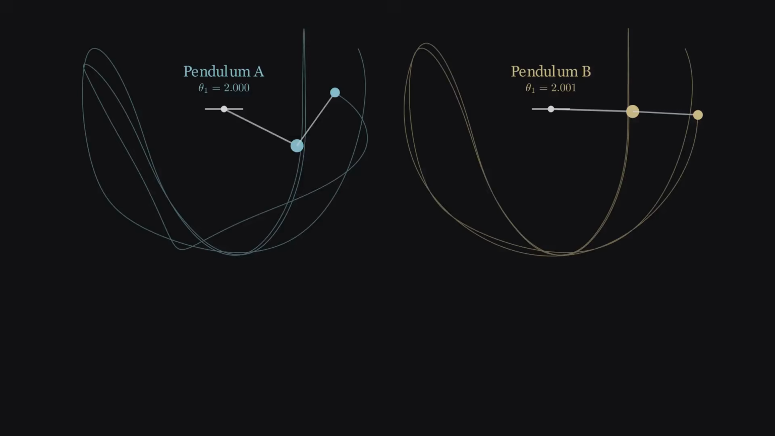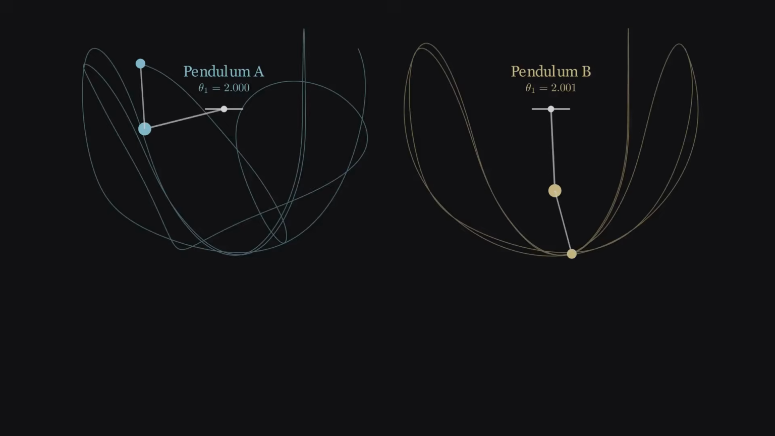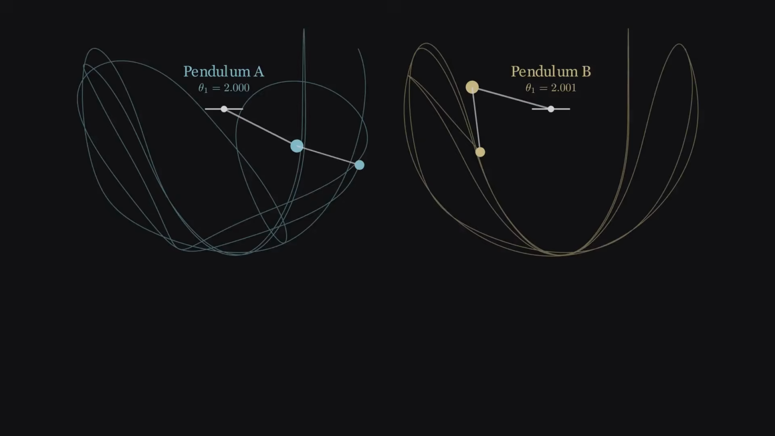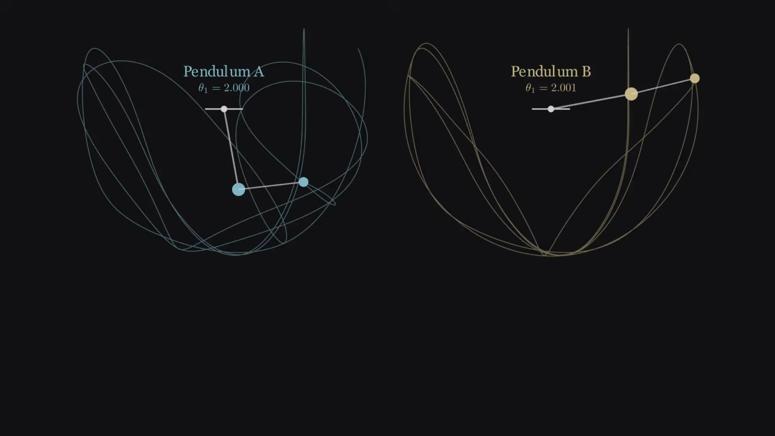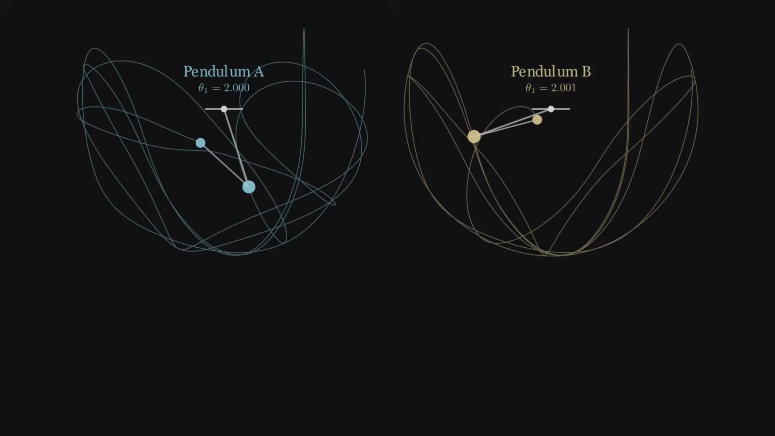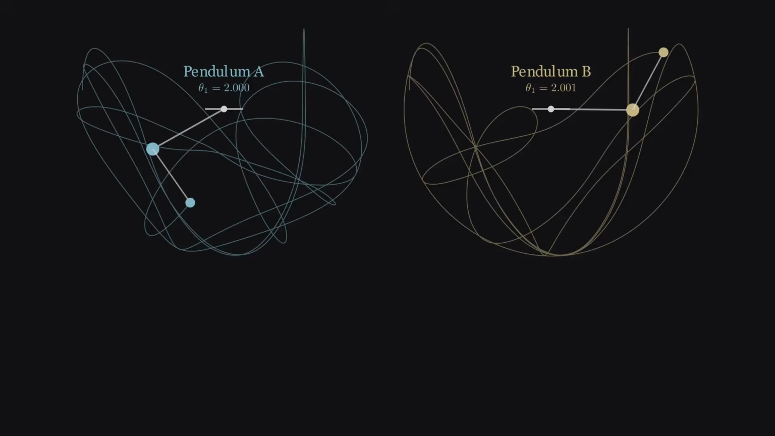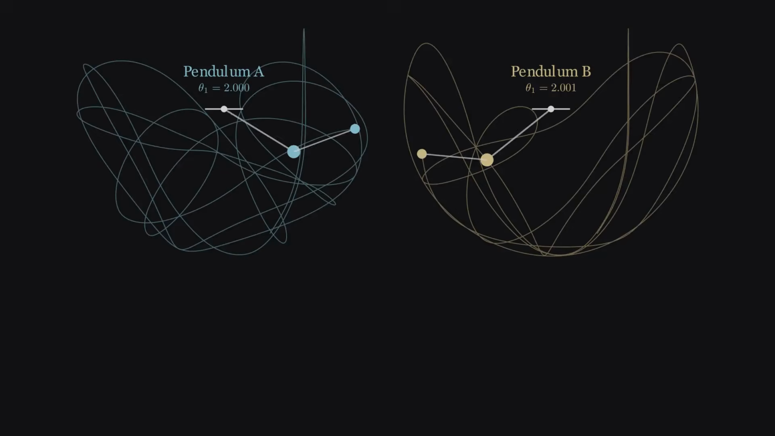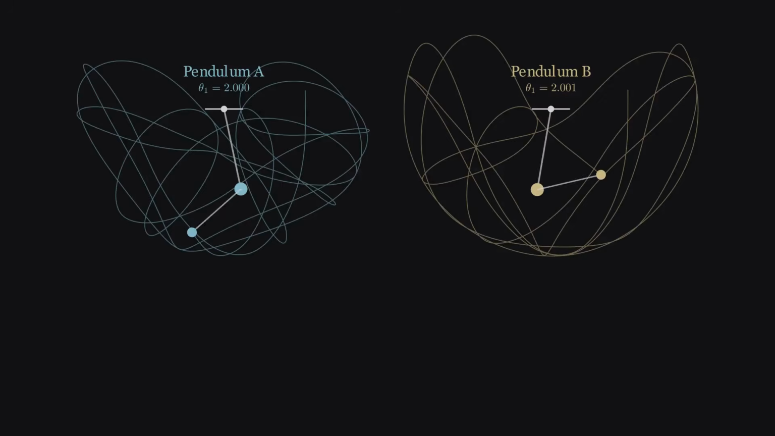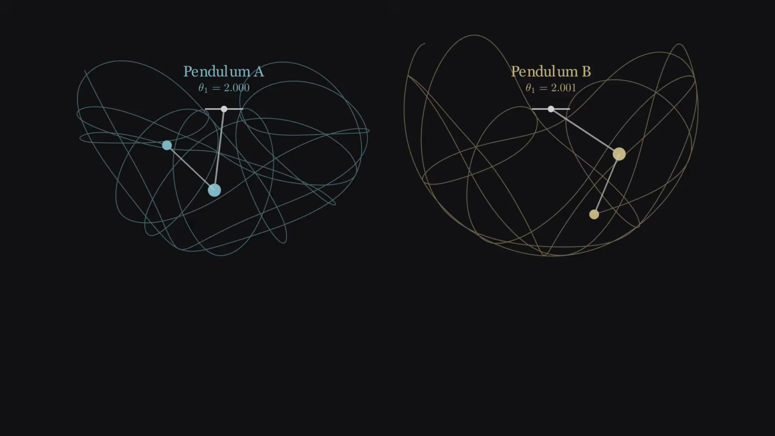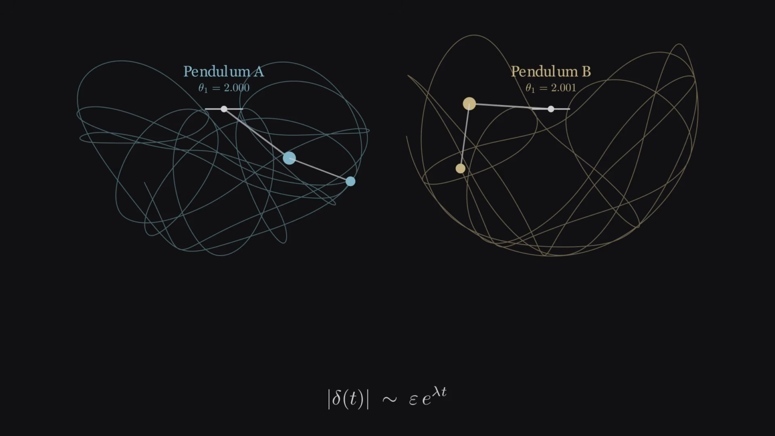Then, somewhere around the fifth or sixth swing, one arm flicks a slightly different direction. The deviation grows. Within seconds, the two pendulums are tracing completely unrelated paths. One might be spinning wildly in full revolutions while the other oscillates gently back and forth. This is sensitive dependence on initial conditions.